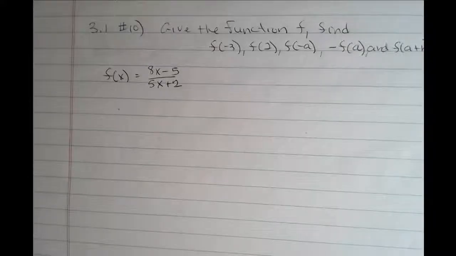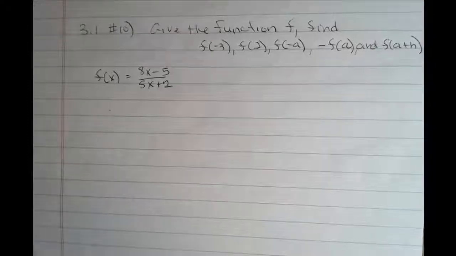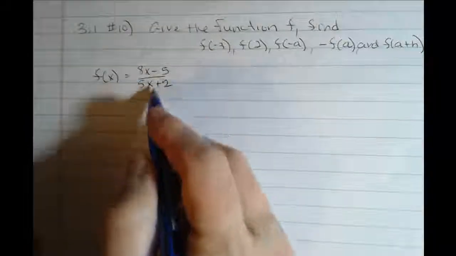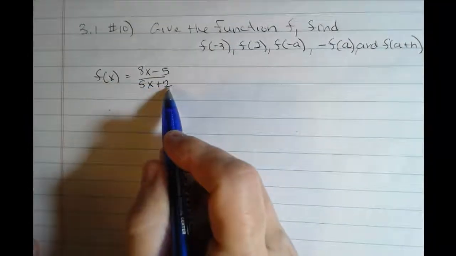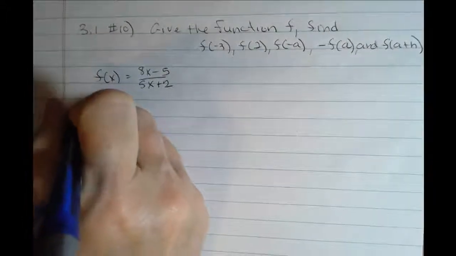Okay, we're given a function and we're asked to find some different values for the function as we plug in our numbers. So here's our function, (8x - 5)/(5x + 2). And we're going to start with f of negative 3.